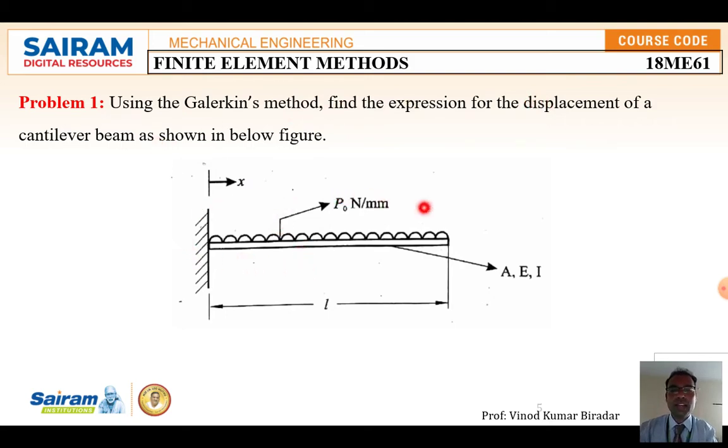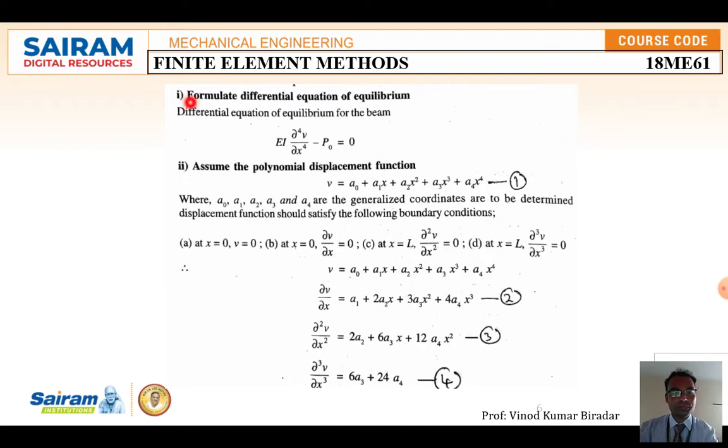For the cantilever beam, what are the boundary condition equations? I already displayed them in the list of formulas, and you have to remember them. That is step number 1: formulate the differential equation of equilibrium. The differential equation of equilibrium for the beam is EI ∂⁴v/∂x⁴ minus p0 is equal to 0.